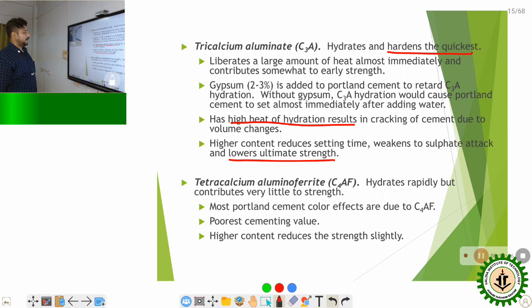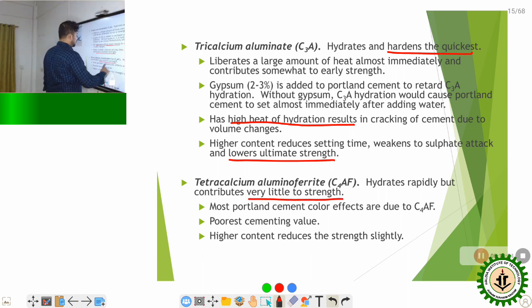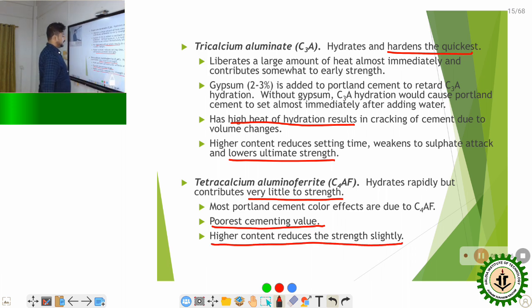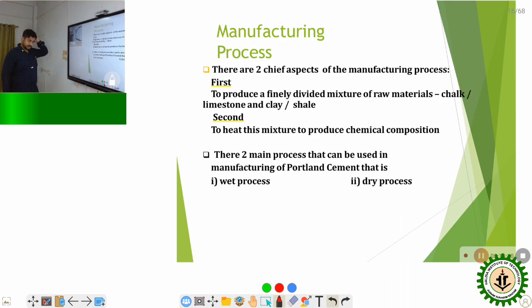Let's talk about tetracalcium aluminoferrite. It is nothing, a useless compound. I already told you, it contributes very little to strength and has little cementing value. It doesn't have any value. A higher content reduces the strength slightly, though the compound is essential.